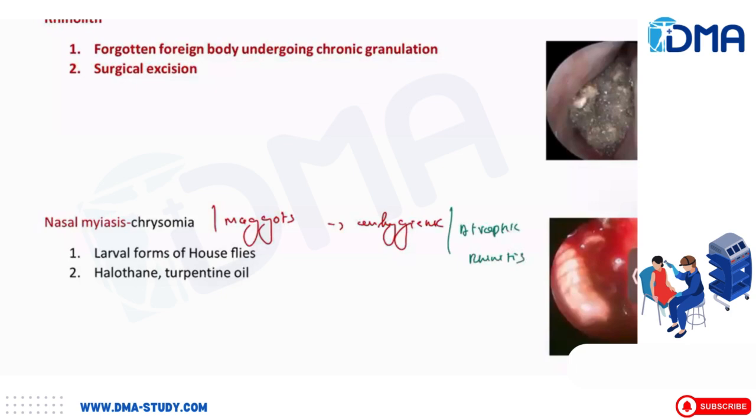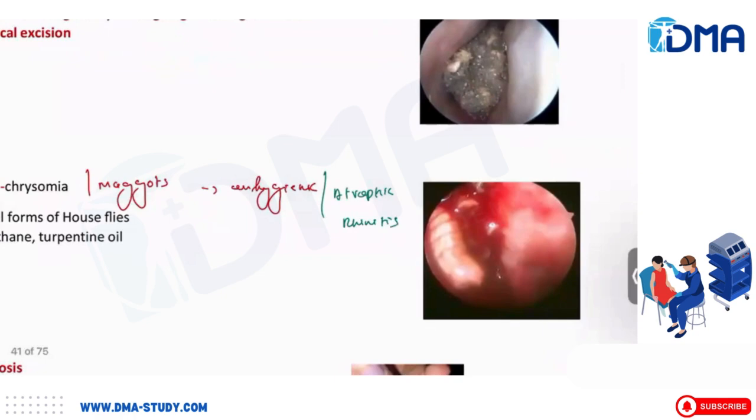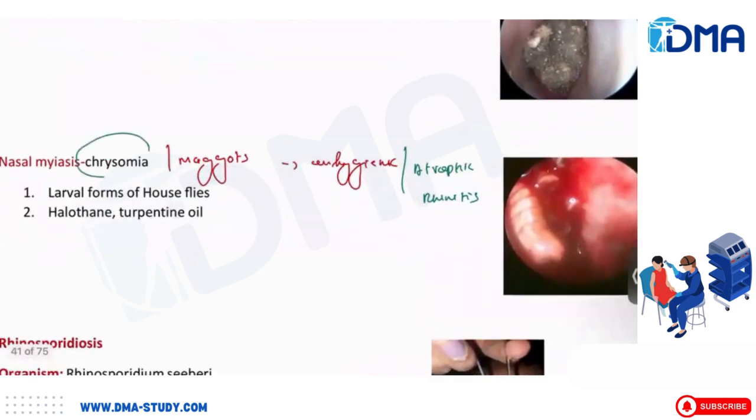So, maggots are nothing but larval forms of houseflies. See, the houseflies that we see every day, if the nose is unhygienic, can come over there and lay eggs. The species name is Chrysomyia. What will happen? These eggs will hatch and will become larval forms. This is the larval form. Can you see? This is the larval form.